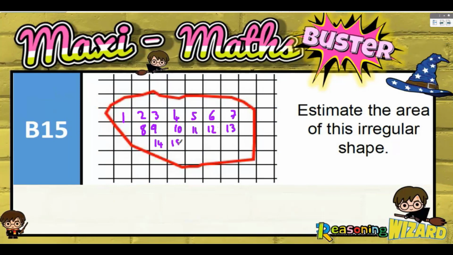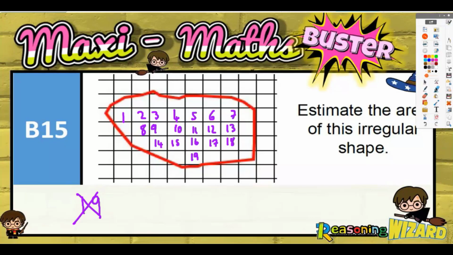So 14, 15, 16, 17, 18. Call this one just about 19. So I'll make that 19 whole squares. Now, the problem is, if you say your answer is 19, that's going to be marked wrong, because what you're not doing is taking into account all the bits I'm shading in now.